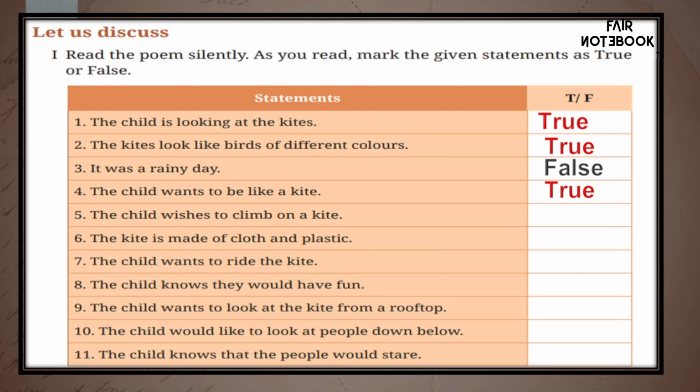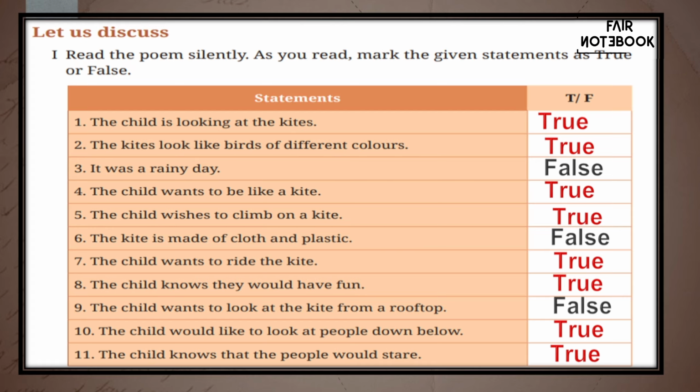True. Fifth, the child wishes to climb on a kite. True. Sixth, the kite is made of cloth and plastic. False. Seventh, the child wants to ride the kite. True. Eighth, the child knows they would have fun. True. Ninth, the child wants to look at the kite from a rooftop. False. Tenth, the child would like to look at people down below. True. Eleventh, the child knows that the people would stare. True.